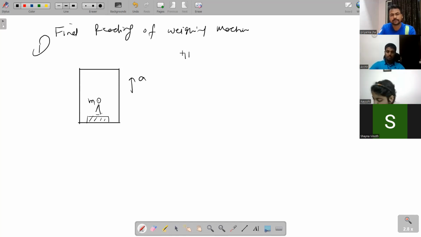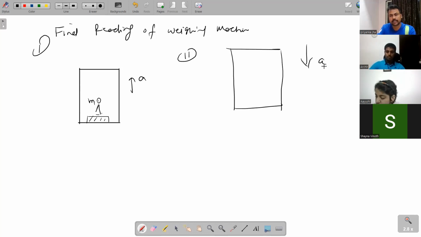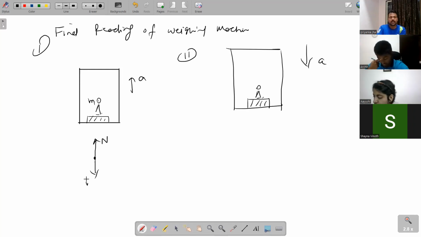The other scenario is this lift is coming down with acceleration a. This is a weighing machine, and the man is standing over it. See, in this first scenario, if you draw the FBD, you just have to find the normal force applied by this man on the weighing machine. Whatever normal force this weighing machine applies on the man, the same will be applied on the weighing machine as well. So you have to find the value of N.